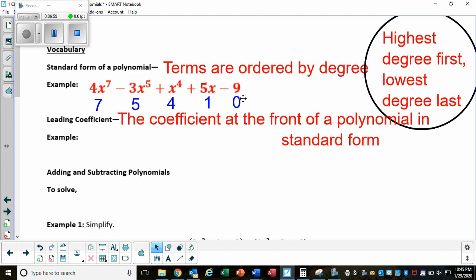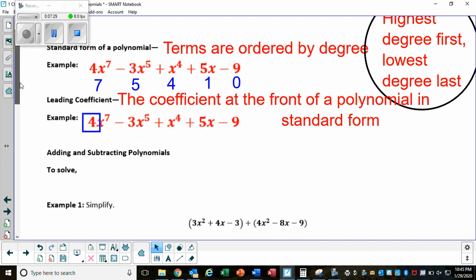Okay? The leading coefficient, if we look at our example, is the coefficient in the very front of the polynomial when it's in standard form. So this one's in standard form. We go to the front. The coefficient here in the front is a 4. So the leading coefficient is 4. If there wasn't a number there, there's still a leading coefficient. It's that invisible 1. Okay?